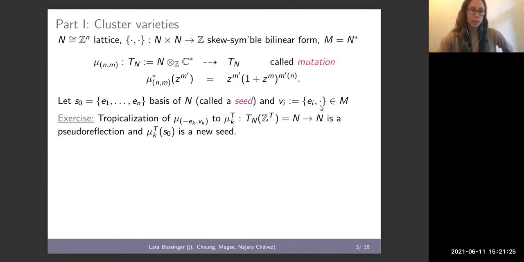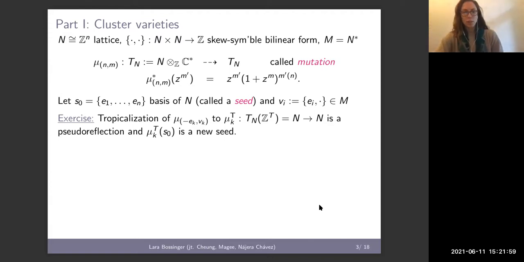So the first exercise is to see that if we tropicalize this mutation for now for the very special choice of lattice points, minus e_k, an element of my basis, and v_k, the dual obtained from the bilinear form, then this tropicalizes with the max-plus convention to a pseudo-reflection on the lattice N. Moreover, if I plug in all my basis elements into this pseudo-reflection, I will get out another basis. And this will be another seed.